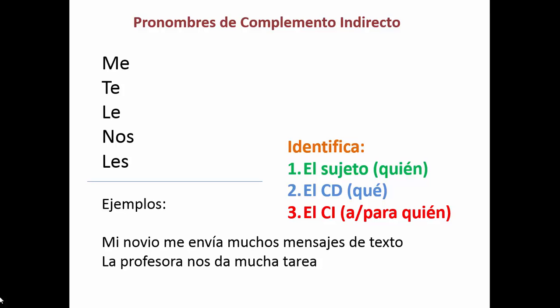So, for example, in mi novio me envía muchos mensajes de texto, novio is the subject. My boyfriend sent what? Sent many messages. Messages is the direct object. To whom? To me. Me is the indirect object pronoun in this situation.